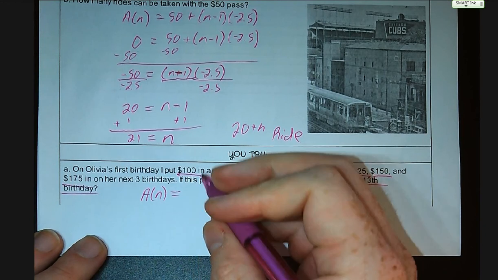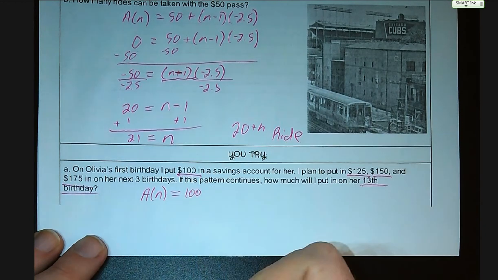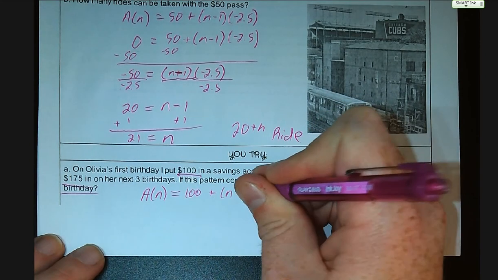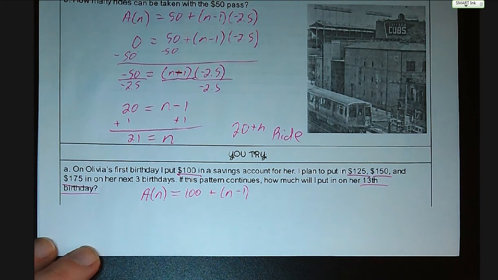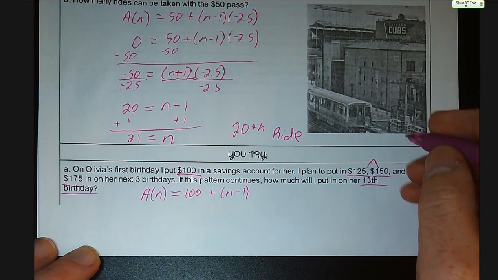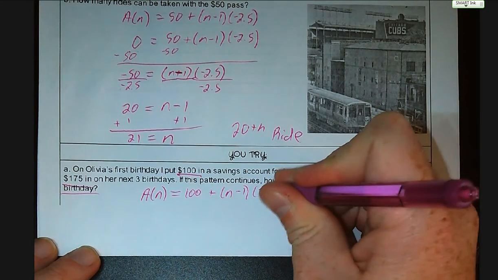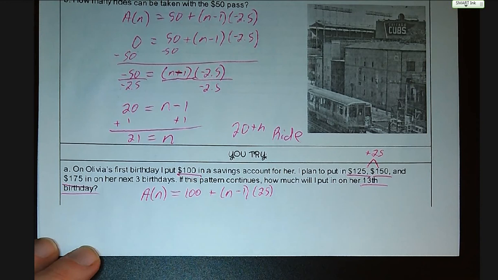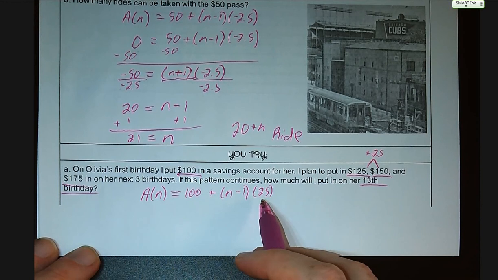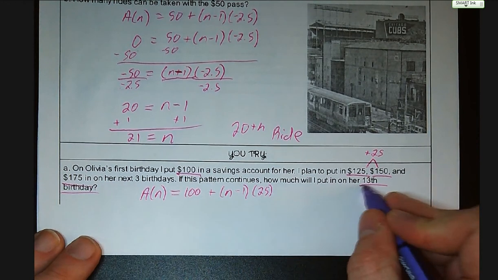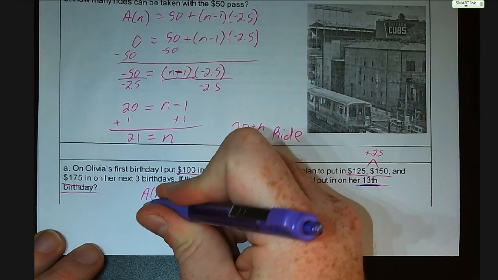So they give us the first few amounts in a sequence. We've got the 100, 125, 150, and 175. So we see that the amount is increasing by $25 every time. So that is going to be our common difference. It's going to be going up 25. So for this, the next step is what number are we going to plug in for n? Well, the ask is how much they will put in on her 13th birthday. So that is going to be our n value.